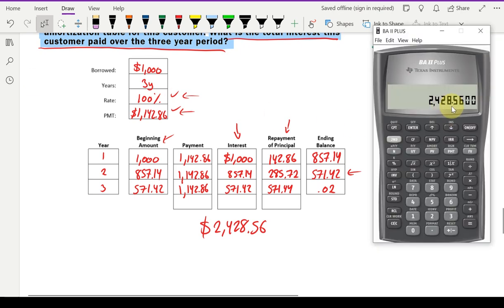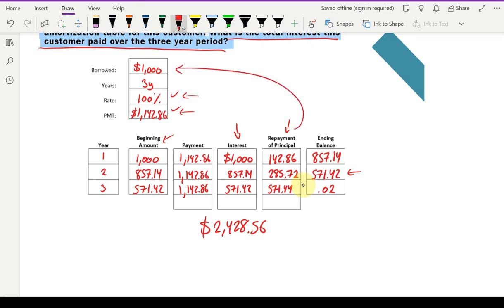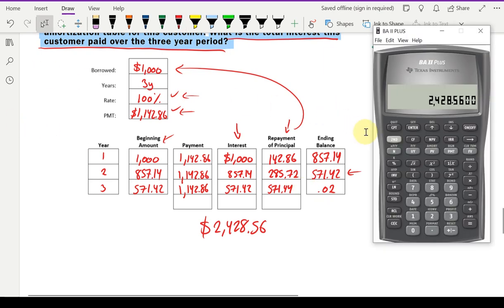Of course, the total repayment of principal is going to equal the $1,000 that we borrowed. Go ahead and try that out. It should equal this $1,000. Maybe it's off by a penny or two, but it should equal it.